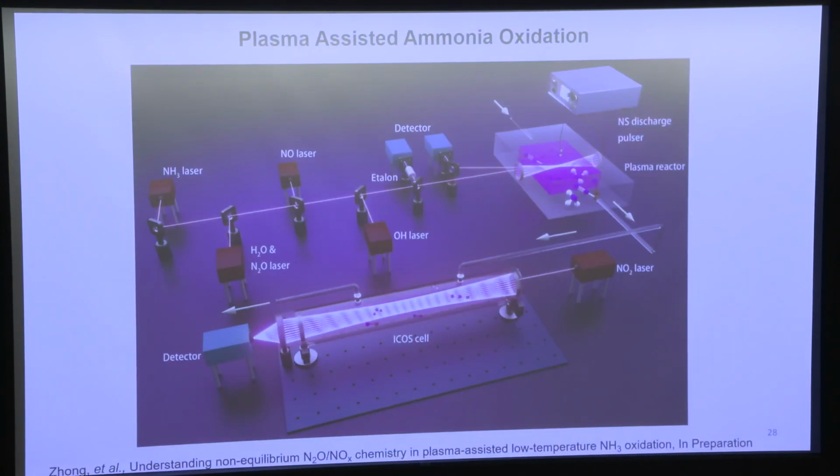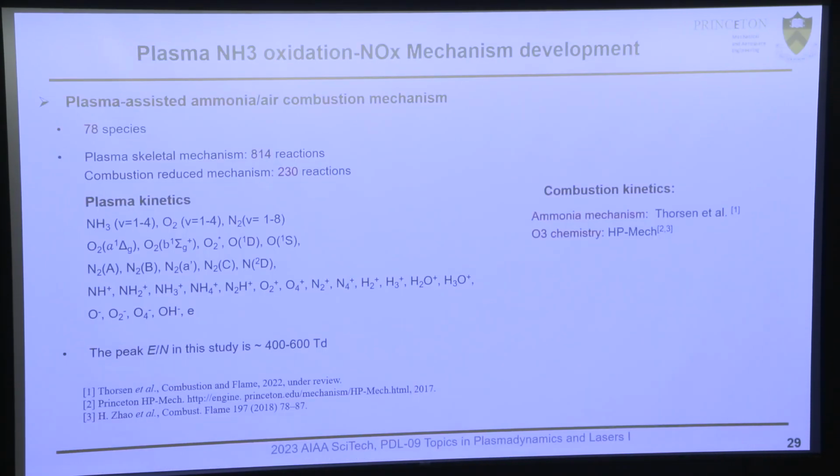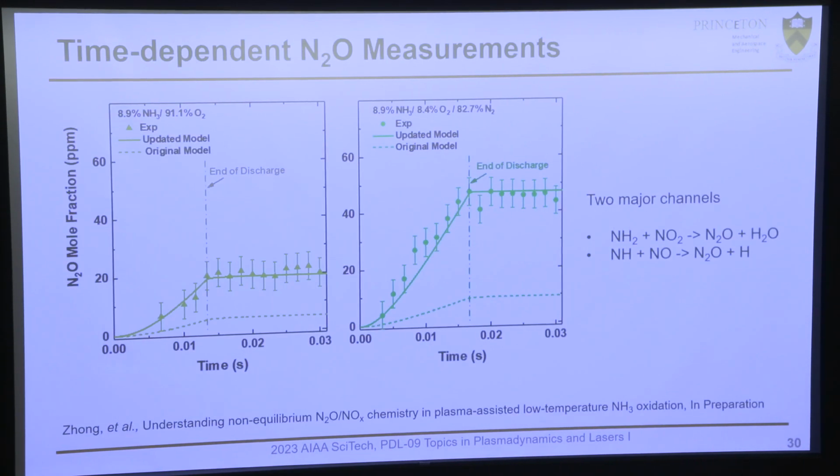Recently, to understand plasma ammonia oxidation, we set up an experiment in the lab with a Herriott cell and a DBD plasma discharge. With ICOS we can detect NO2, and laser absorption can measure N2O, water, and OH radicals. We put the plasma chemistry, with ammonia vibrational states, oxygen and nitrogen electronic excited states, and ions, into the simulation.